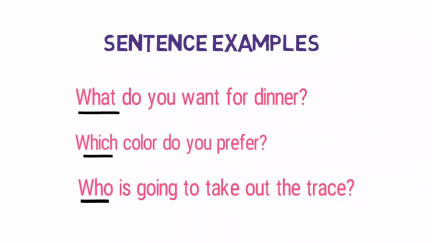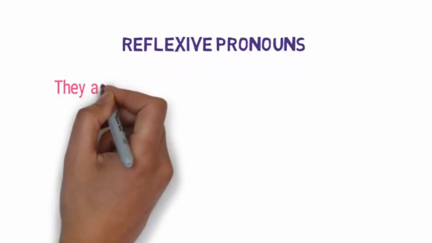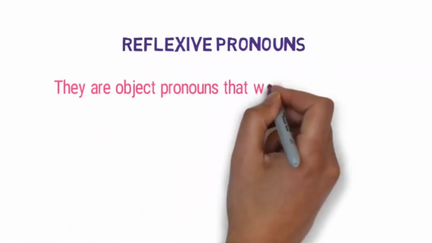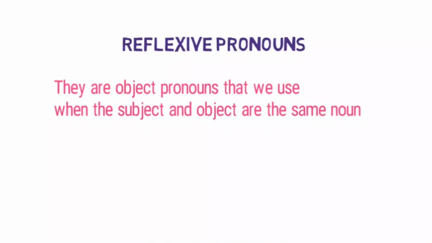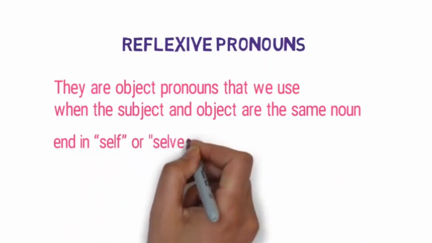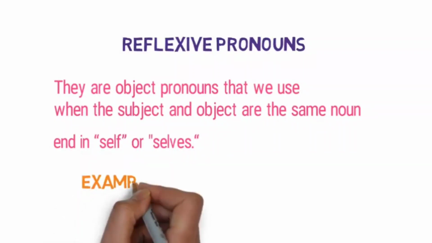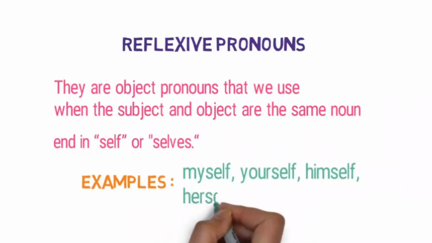Now let's look into the last type of pronouns, reflexive pronouns. They are object pronouns that we use when the subject and object are the same noun. Now we have covered subject and object in our previous video. I have given the links here. You can check it out if you haven't already. They are the ones that end with self or selves. Examples of them are myself, yourself, himself, herself, itself.